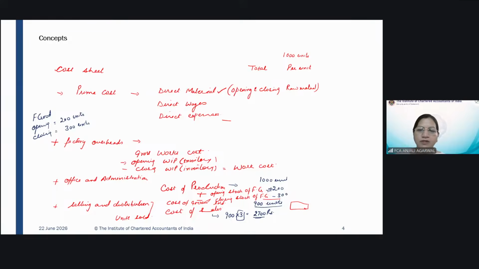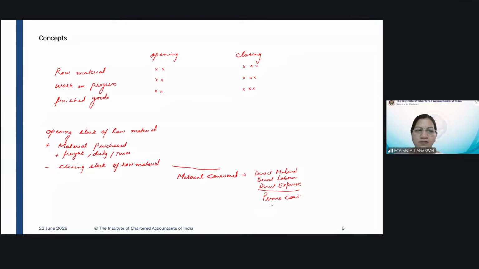So this is how we create a cost sheet. This is the proforma for a cost sheet, and we have different places where you adjust the opening and closing stocks of raw material, work in progress, or finished goods. So we have to remember that. And in cost accounting, how you value your closing stocks, or how you value your stocks generally, can be FIFO or weighted average.